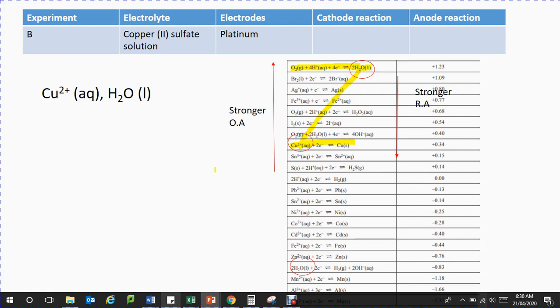Those will tell me what my reactions are. So then I can type it up. I know that my water is my stronger reducing agent. It's undergoing oxidation, because you've got your liquid over here to the right, so the reaction has to go to the left. So this is undergoing oxidation. At the cathode, I've got my copper 2 plus aqueous. This reaction is undergoing reduction, so I write that down as the cathode.